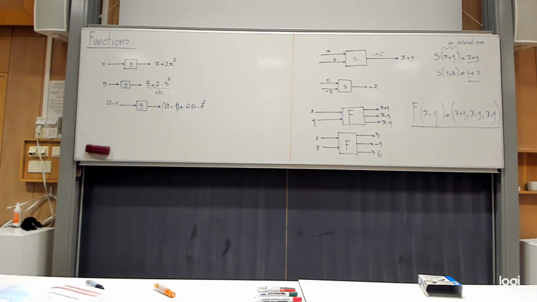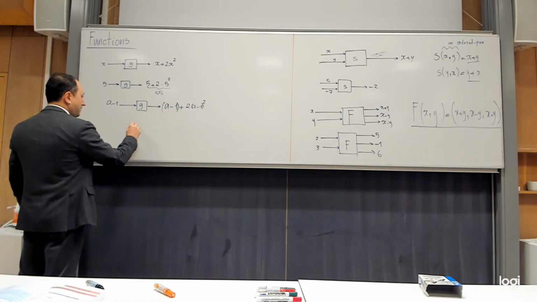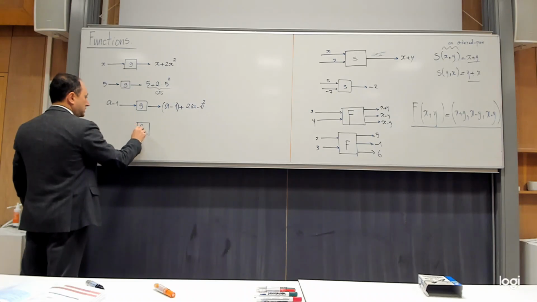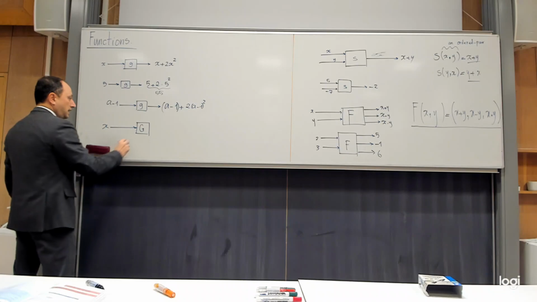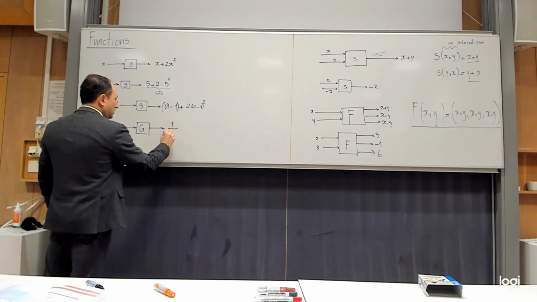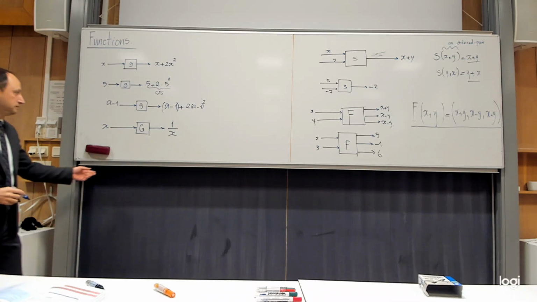Another thing that I want to talk about, let us talk a little bit about the domain of the function. So let me have a function, call it capital G this time. I am sending a number in, and I am saying that this will give you 1 over x. That's also a well-defined function, apparently.